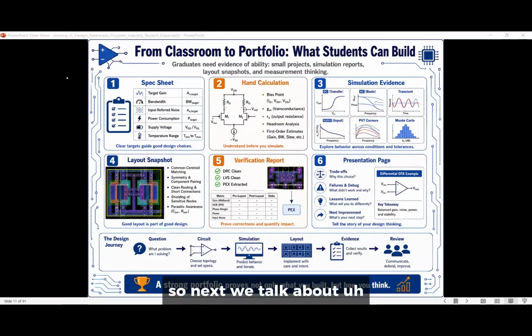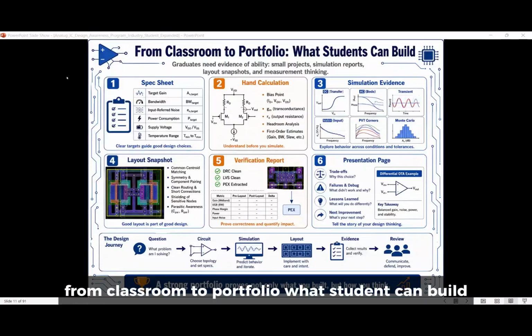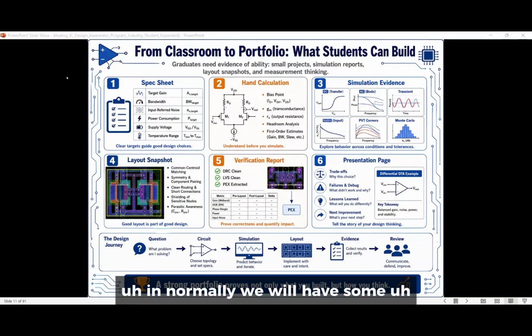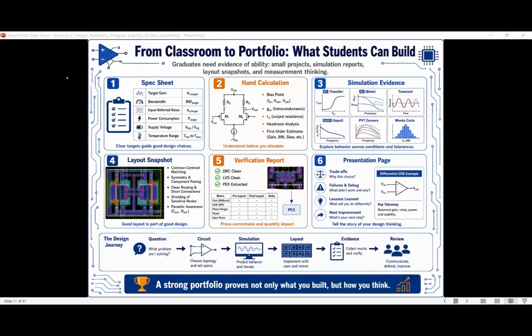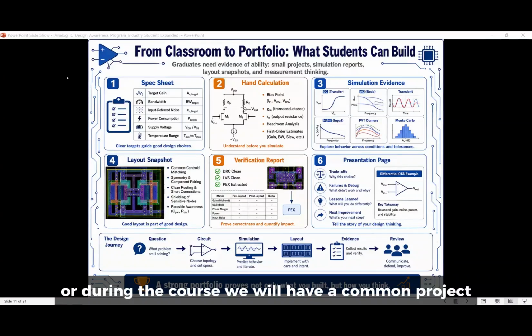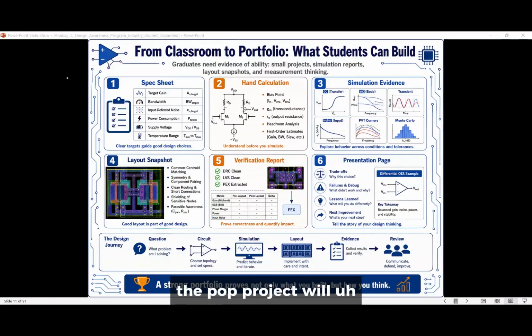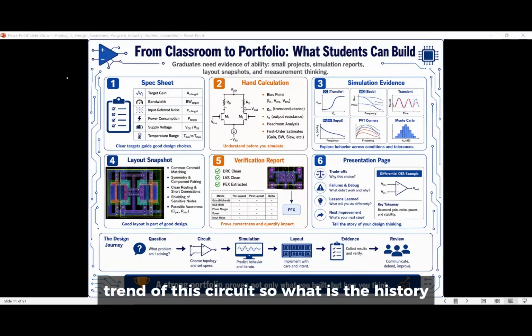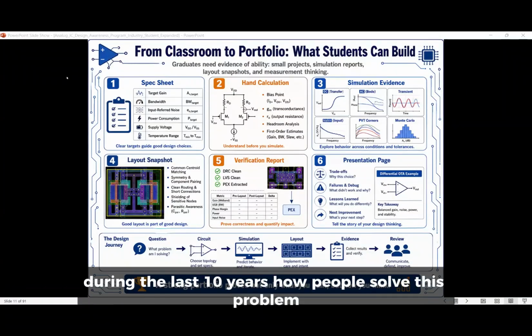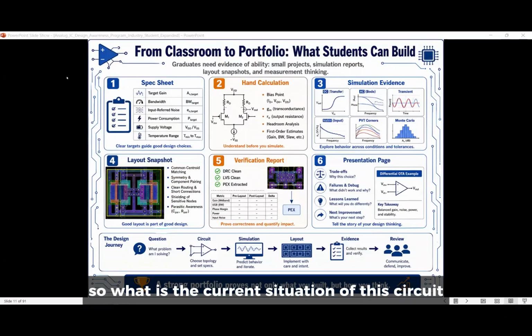So next we talk about from classroom to portfolio, what students can build, right? Okay, so normally we will have some small project for each student, or during the course we will have a common project. The project will give us the current trend of this circuit. So what is the history of the circuit, and how did people solve this problem during the last 10 years? So what is the current situation of this circuit?